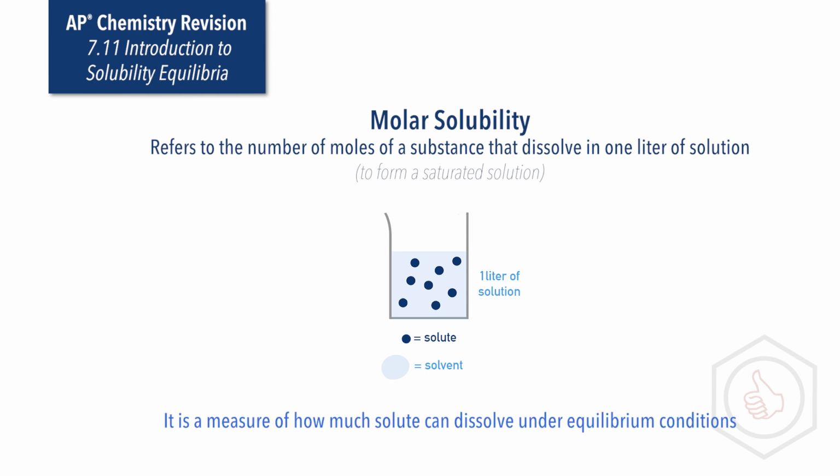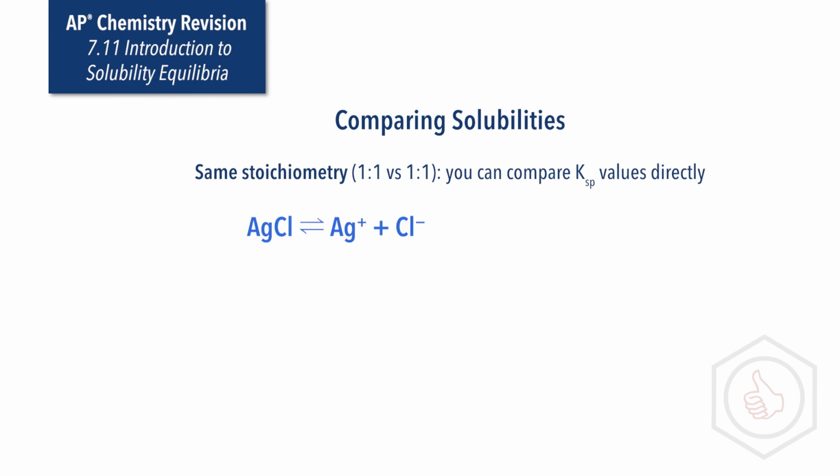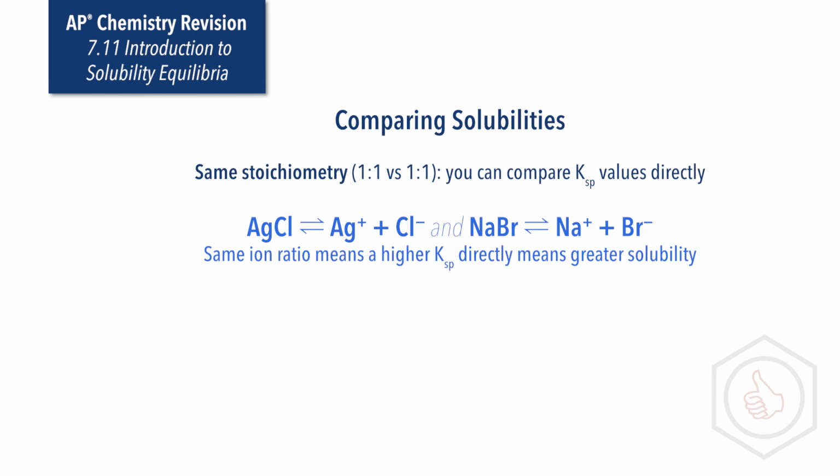As we've seen, the solubility constant, KSP, tells us how soluble a salt is in water, but care must be taken when comparing values. If the stoichiometry for different salts are the same, we can compare KSP values directly. For example, for AgCl and NaBr, the salt that has the higher KSP value will be more soluble, because both salts simply contain ions in a 1-to-1 ratio, so the one that has the higher KSP value is the more soluble salt.